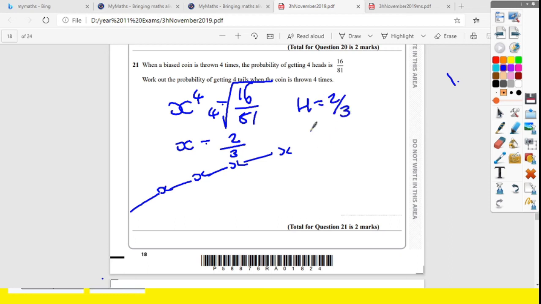The probability of tails has got to be 1/3. So if I get tails 4 times, it's going to be probability of tails times tails times tails times tails, or tails to the power 4, or 1/3 to the power 4. 1 to the power 4 is 1. 3 to the power 4 is 81. So the answer is 1 out of 81.